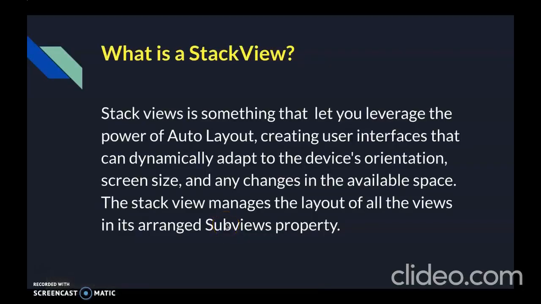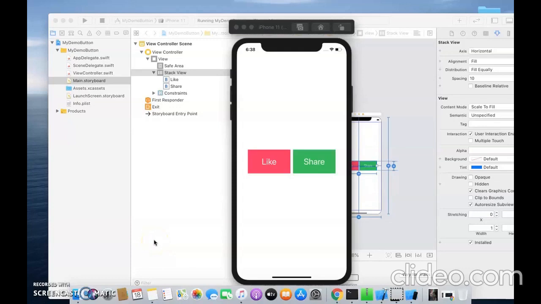Here, going to the definition part, a stack view is something that leverages the power of auto layout. We have seen how it leverages the power of auto layout because we were using the constant priority. Previously it was a little bit lengthy. Using a stack view made it easier. So it leverages the power of auto layout, creating a user interface that can dynamically adapt to the device orientation, screen size, and changes in the available space. So let us quickly check our project for different device orientation, screen size, and the space available in the container.